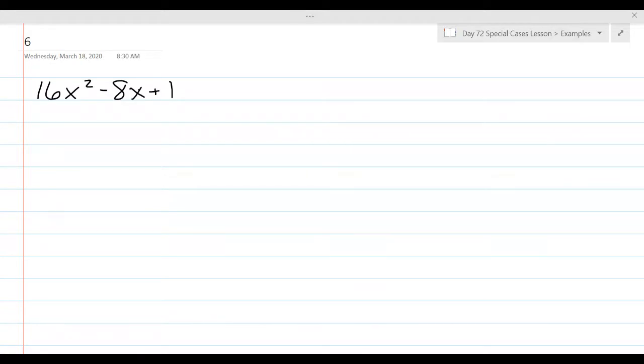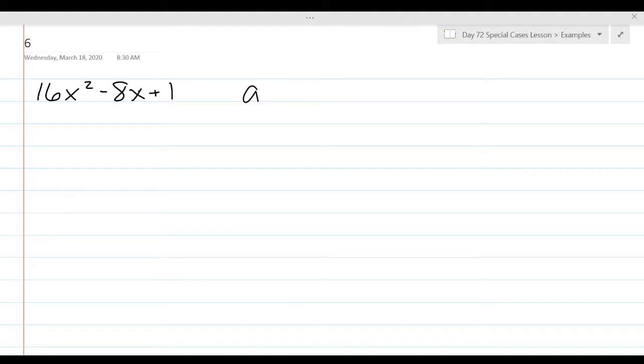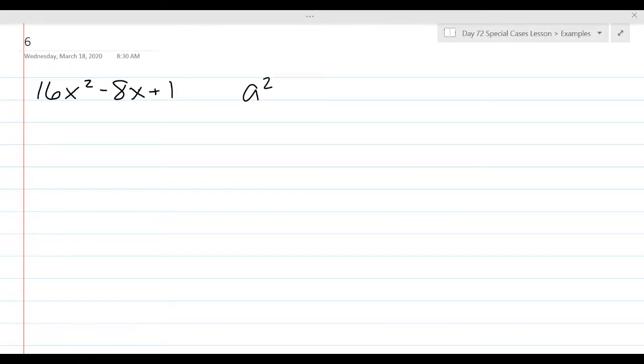So this one again looks like our third special case. So a squared minus 2ab plus b squared.